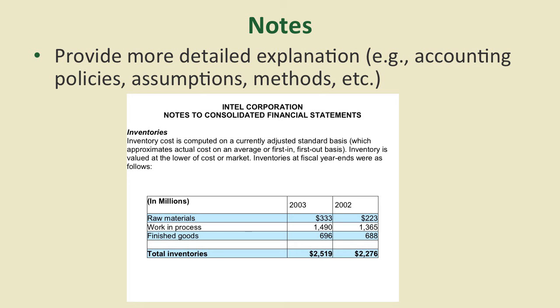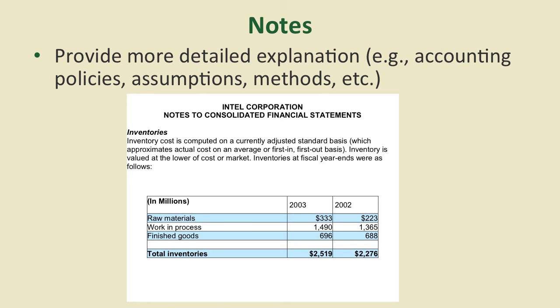So in this footnote, in this little paragraph over here, they talk about that inventory cost is computed on the currently adjusted standard basis. The inventory method they use is approximate to their average or first in, first out. So this is about the inventory method they use. And also the ending inventory is valued at the lower of the cost or market. So this is about the accounting method they use.